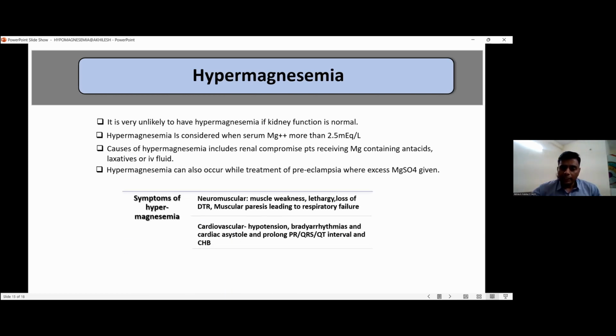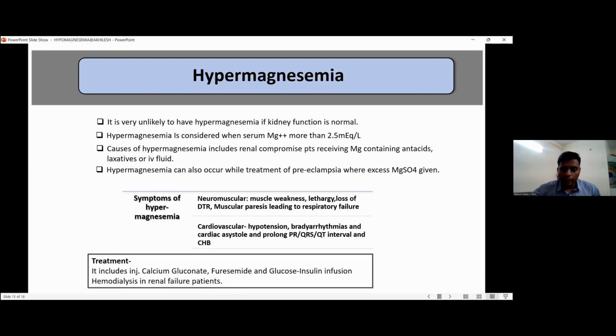The symptoms of hypermagnesemia include, in the neuromuscular system, muscle weakness, lethargy, loss of deep tendon reflex, muscular paralysis, and respiratory failure. In the cardiovascular system, it can cause hypotension, bradyarrhythmia, cardiac asystole, and complete heart block. We have to assess the deep tendon reflex regularly while we correct the magnesium deficiency. The treatment of hypermagnesemia includes injection calcium gluconate, Lasix, or glucose insulin infusion. In renally compromised patients, we have to go for dialysis.